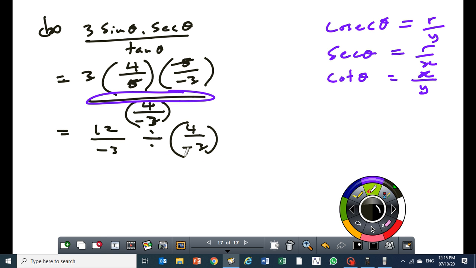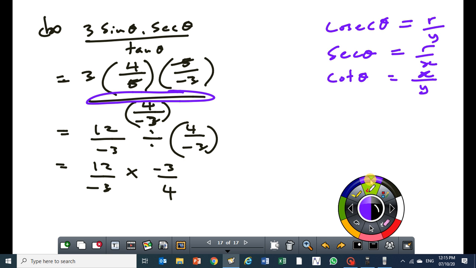Minus 3. Then I convert this to multiplication. Then I'll interchange these two. No calculator. So this becomes 12 over minus 3 times minus 3 over 4. These two are like terms. So you end up having 12 over 4. Which is equal to what?